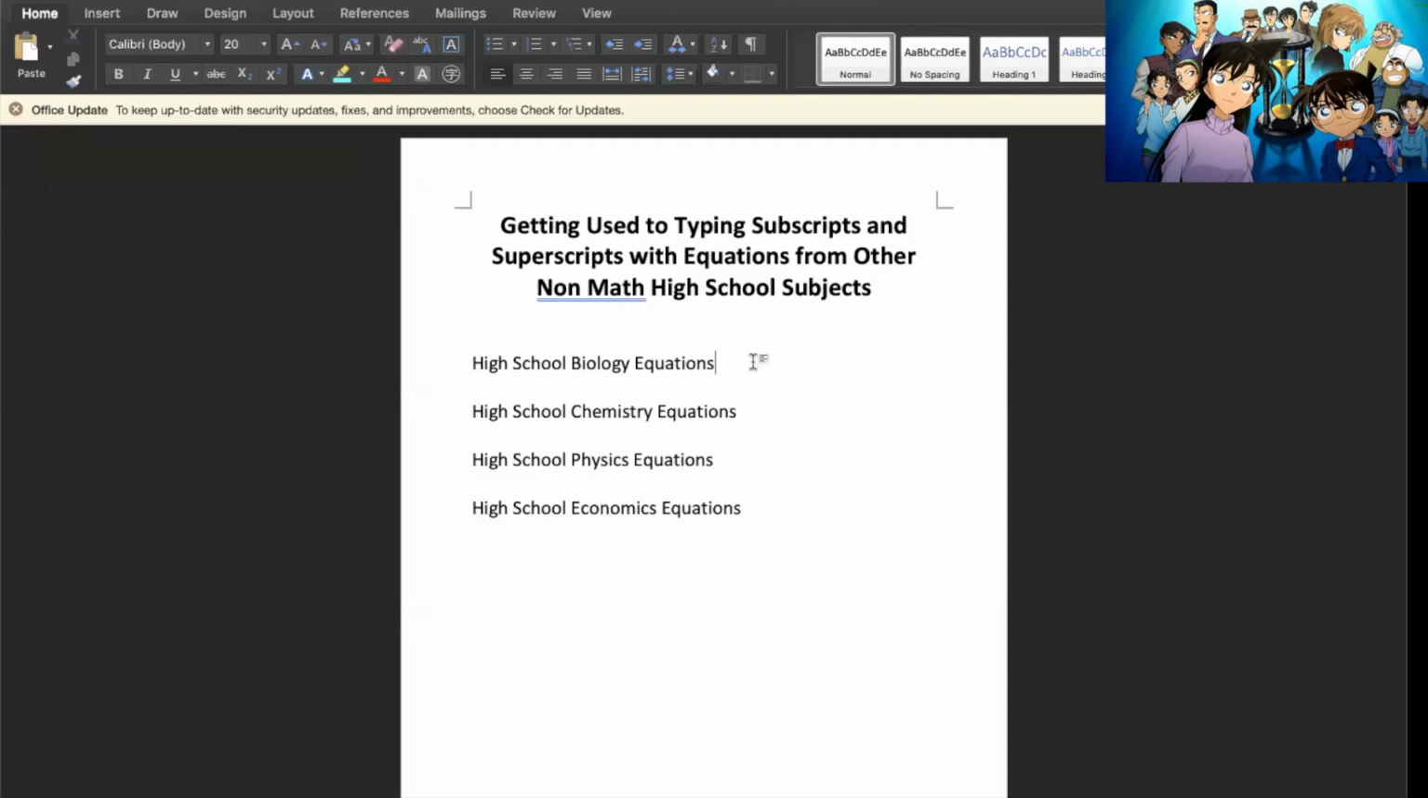And today I figured after I talked about subscripts and superscripts of equations, we're going to practice it out by typing out non-math but STEM high school related subject equations. So we're going to be taking equations that are seen in biology, chemistry, physics, and economics from high school. I think most of these either come from the IB or AP curricula. So let's start with biology.